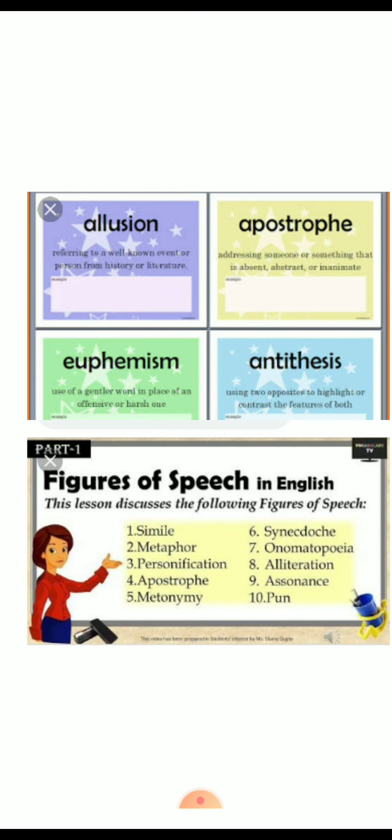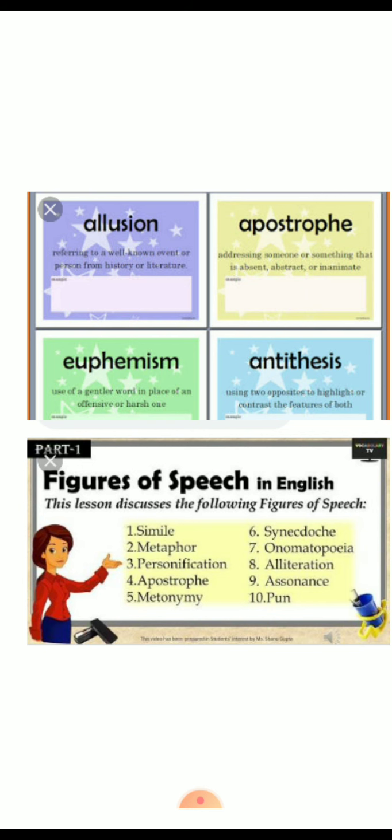Next is paradox. It is an expression that appears contradictory but is not really so. In paradox, that expression appears to be contradictory, but it is not actually contradictory. Okay, example: the child is the father of the man. Art lies in concealing art. These two examples are examples of paradox.